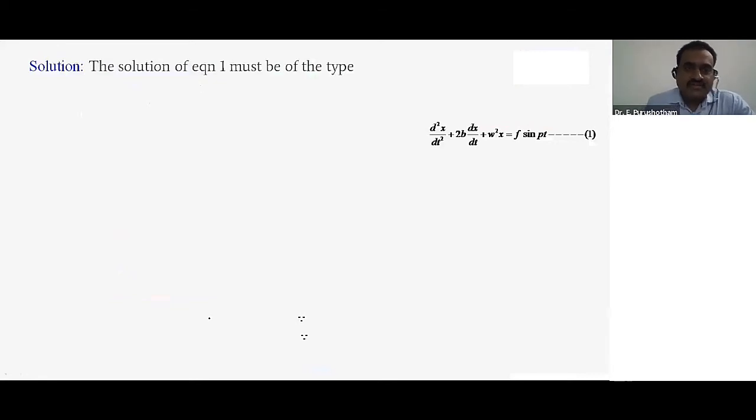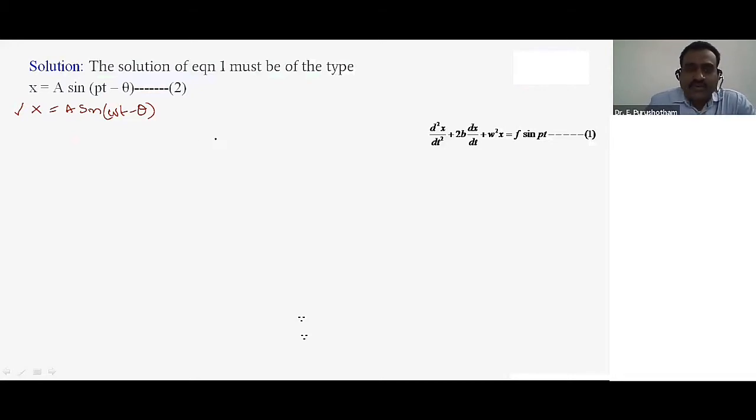Right. Solution. The solution of equation 1 must be of this type: A sin(pt − θ). Because in general, x is equal to A sin(ωt − θ). This is the solution of a simple oscillator. So displacement x is equal to A sin(ωt − θ).